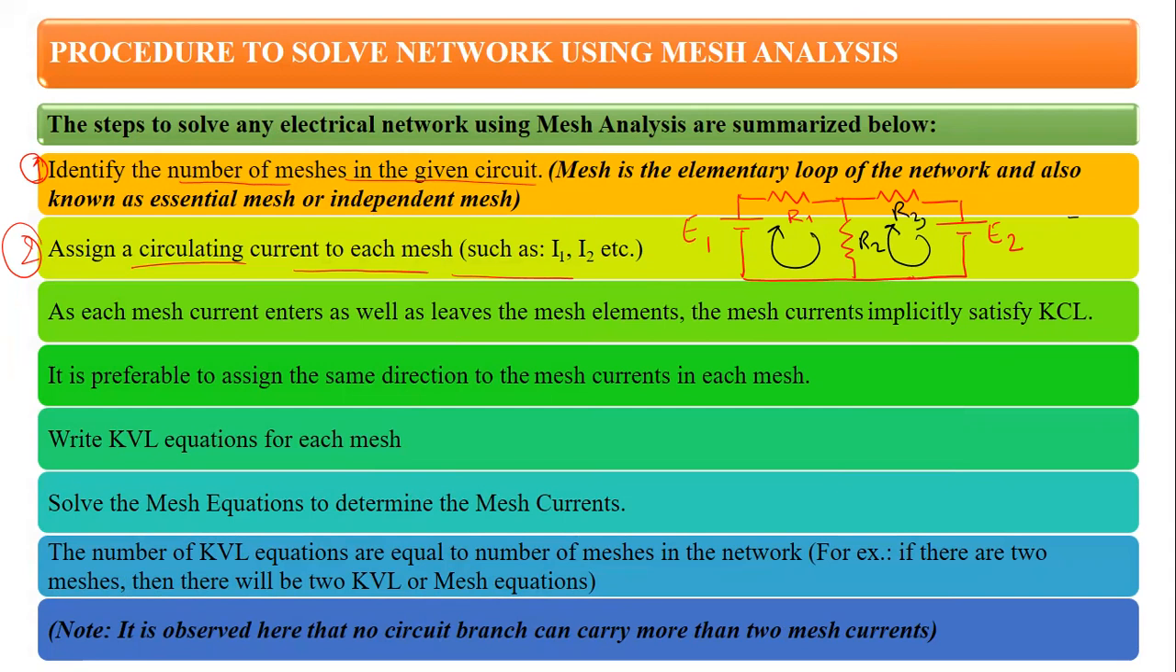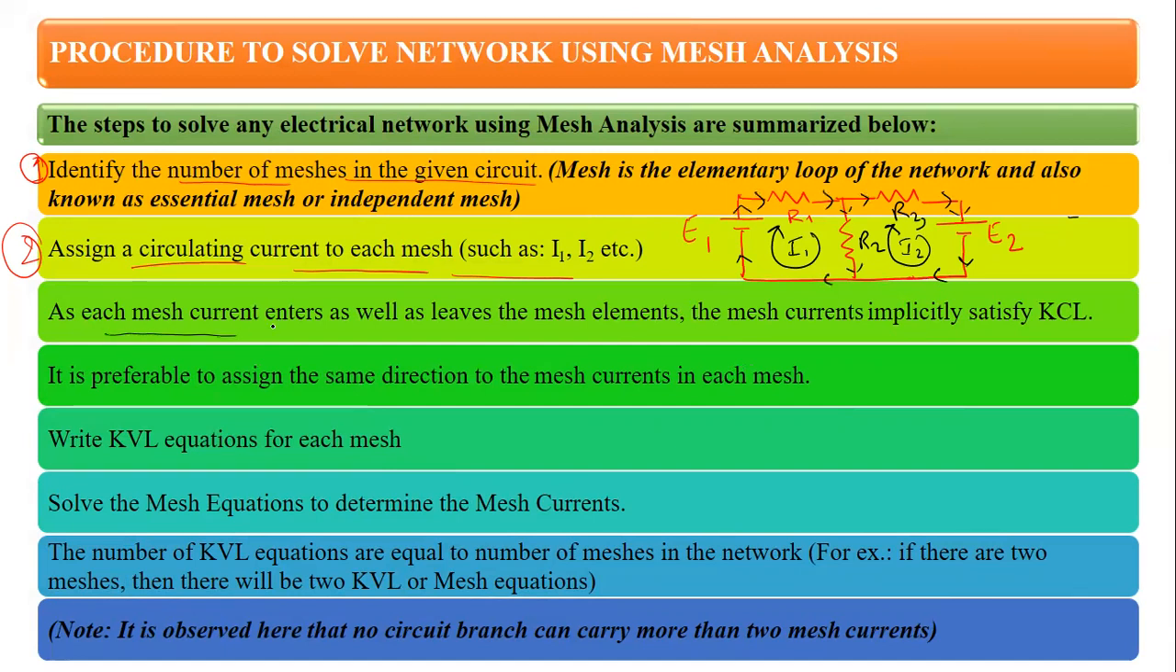Mesh currents are not the real currents, they are fictitious currents which are assumed just to solve a network. So I'll mark them, let us say I1 and I2 are the currents. Now this source delivers some current which flows in this direction, and this also delivers some current which flows in some direction. So I will take this direction here. This is how the currents are flowing in the branches.